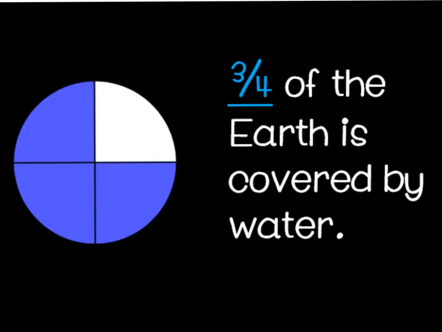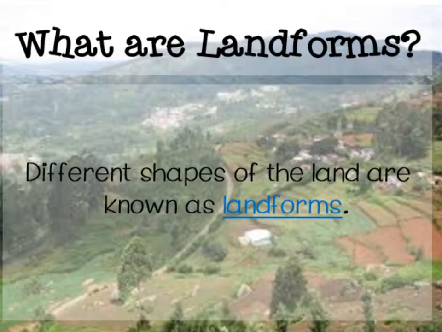3/4 of the Earth is covered by water. What are landforms? Even though most of the Earth is made up of water, there is still plenty of land. As you probably have noticed, the land often changes from place to place. You may have even seen the land change even when you take a short car trip. These different shapes of land are known as landforms.